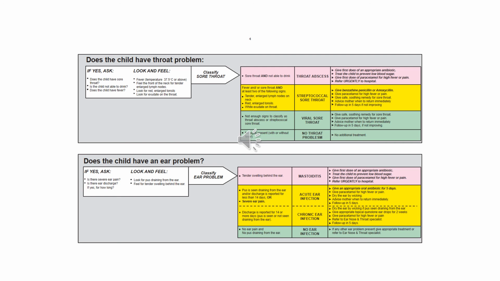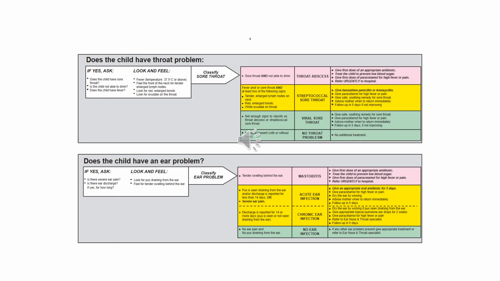Now, in the second classification, if pus is draining from the ear and discharge is reported for less than 14 days along with ear pain, that is labeled as acute ear infection, and it falls into the yellow section, as you can see in the slide. Here you have to give an antibiotic for 5 days, give paracetamol for the relief of pain, dry the ear by wicking, and counsel the mother to come for follow-up in 5 days.